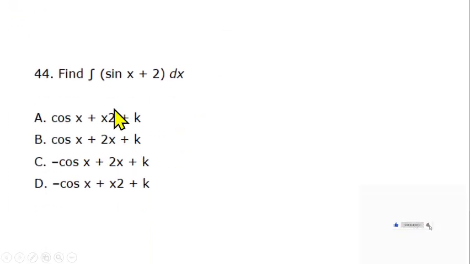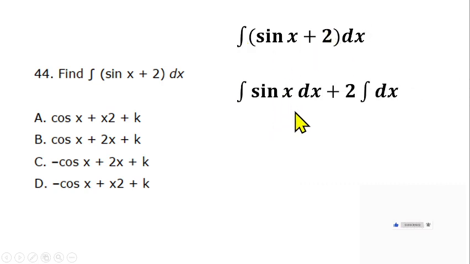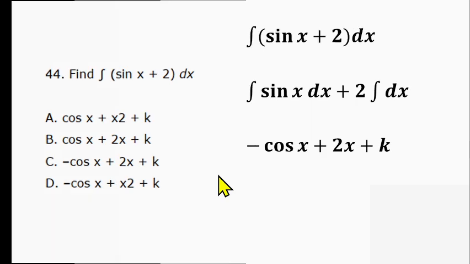Question number 44 is also on integration. We have to integrate sin x plus 2 dx. So from there, you can break this down to be integral of sin x dx plus integral of 2 dx. But the 2 is a constant, so it will come out, you have 2 integral dx. If you integrate sin x dx, that will give us minus cos x. Plus, if you integrate dx, that gives us x. So x times 2 gives us 2x plus k. So option C is the correct option for question number 44.